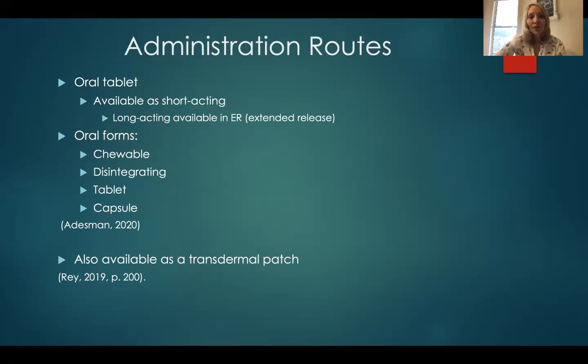The oral forms come as chewable. You'd use those in smaller children, 5 to 6-year-olds that can chew but can't swallow pills. As they get older, they can take a tablet. There's also disintegrating and capsule. And then it's also available as a transdermal patch.